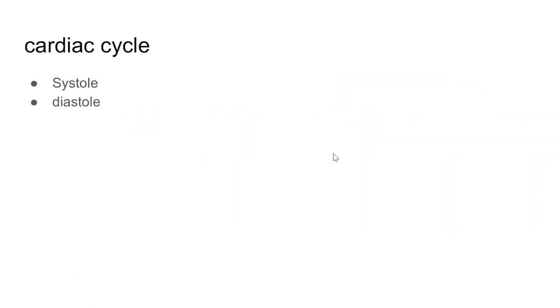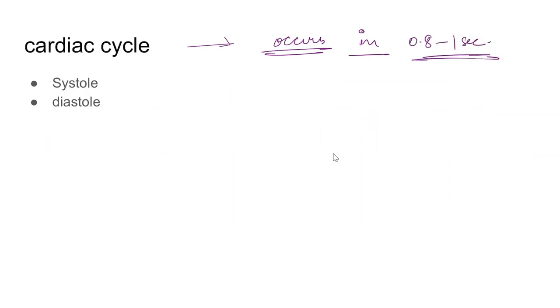Okay. First of all, let us discuss what is cardiac cycle. Cardiac cycle is the event that occurs in 0.8 to 1 second, in which there are two phases, that is systole and diastole. Whenever we are talking about systole, we talk about ventricular systole. Whenever it is written diastole, it is ventricular diastole. Clear?